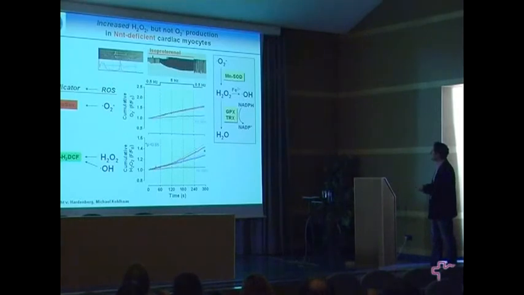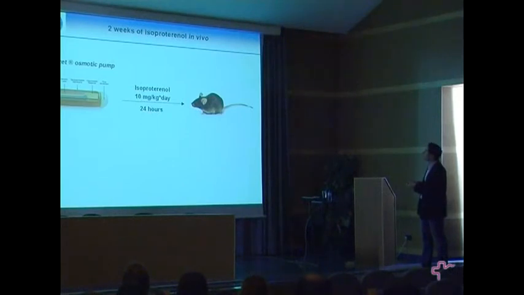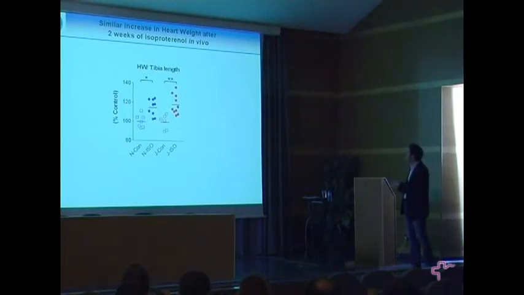And when it's lacking, then something is missing that supports NADPH dependent elimination of H2O2. And to look for this in vivo, we applied isoproterenol in vivo for 2 weeks. After 2 weeks, we had similar increases in heart rate by tibia length, although there was a trend towards more increase in the J mice that lacked the NNT.